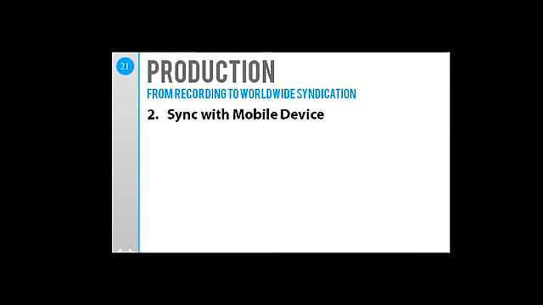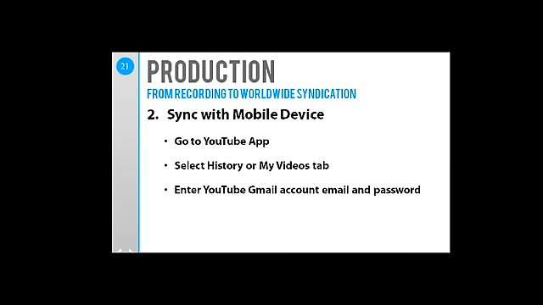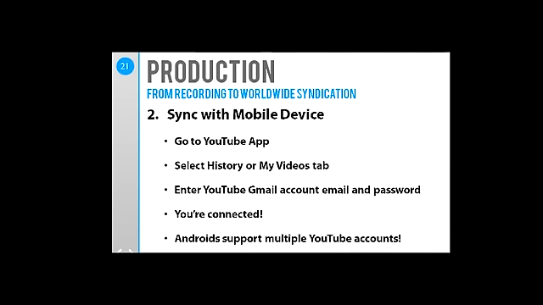And then you want to sync with your mobile device. So any mobile device you have that has a YouTube app, you just want to go into your YouTube app, select either the History or My Videos tab, enter your YouTube Gmail account email and password, and you're connected. So at any time when you're done shooting a video, you can trim it, and then you can upload it directly to YouTube. You don't have to keep entering your email password. It's saved in there. And if you have an Android device, it supports multiple YouTube accounts, which is great because you can have client accounts, your personal account, and your own business account. You just select which one you want to upload to. It makes it a lot faster.